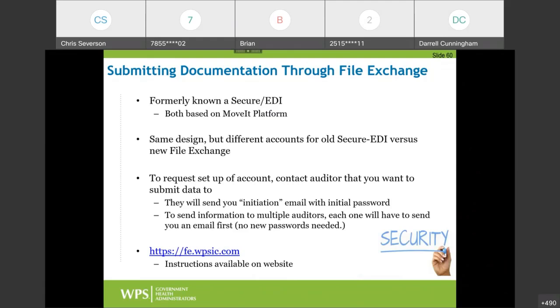You won't need a new password every time. You'll just need an email to start the discussion. And here is the link to that new one.